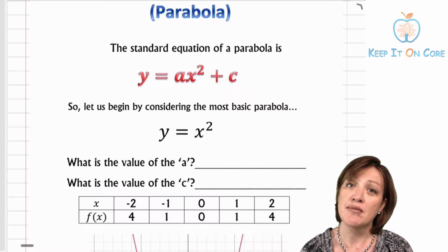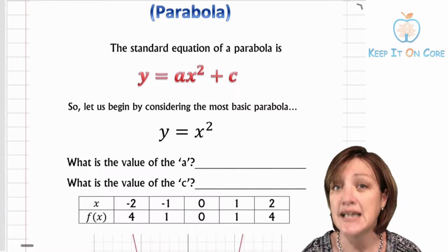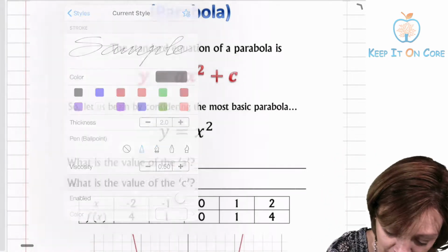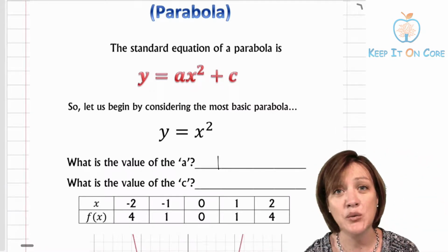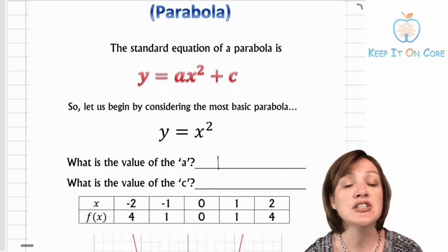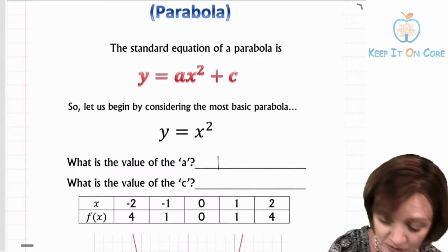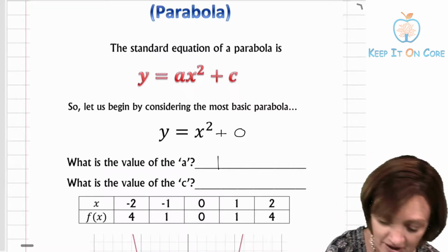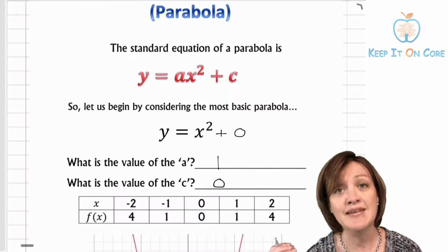Well, the a value, remember, is obviously the coefficient in front of your x squared term. And if you don't see anything in front of it, we know by now that it's a 1 that we have in front of your x squared. So the a value of the equation y is equal to x squared is 1. And the c value, which is the constant term being added or subtracted to the x squared term, well, in this case, we don't see anything, so therefore we're going to have to take it as plus 0, all right? So in its absolute basic form, my a value is 1 and my c value is 0, all right?